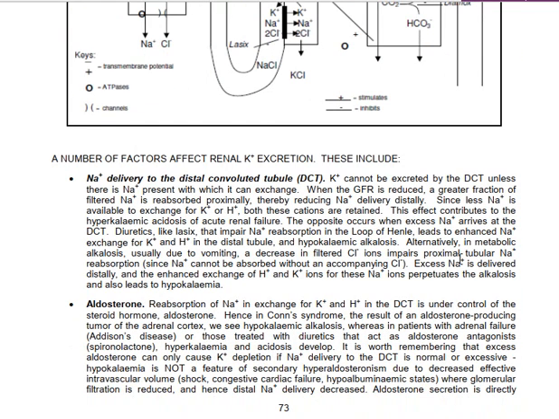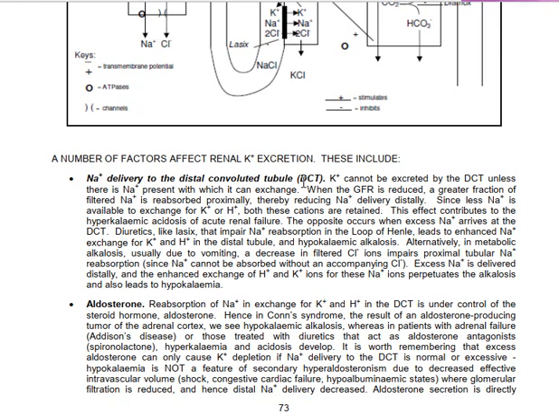So now, there are a number of factors that are going to affect the renal potassium ion excretion. Is it clear? So what are those factors? The first one is the sodium ion delivery at the distal convoluted tubules. Is it clear? So you need to know that potassium ion cannot be excreted at the level of the distal convoluted tubule unless there is enough sodium ion present.